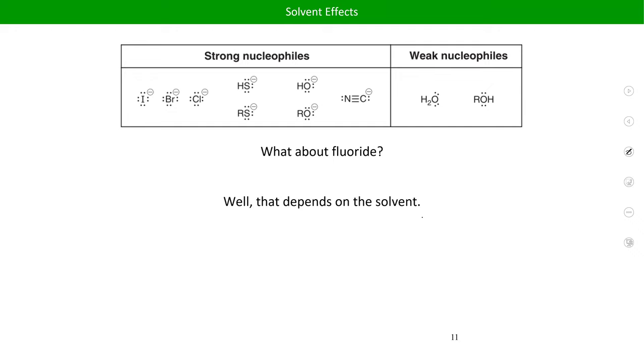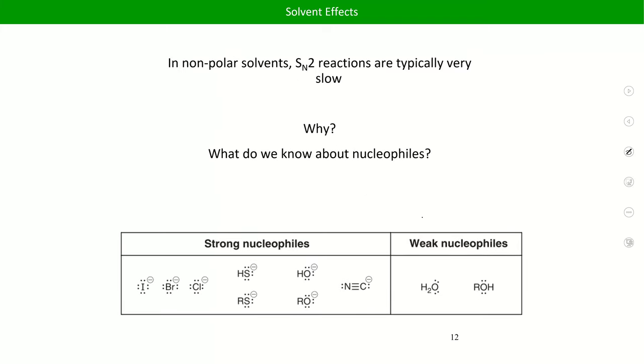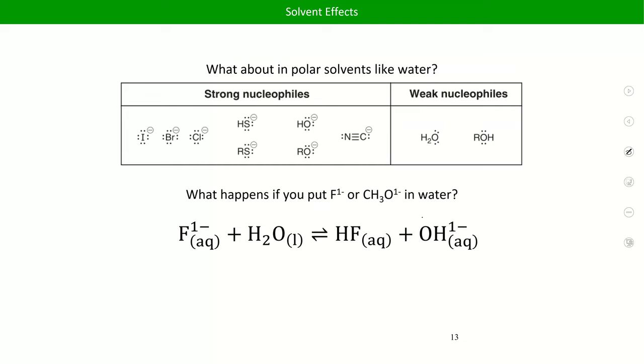And fluoride in particular is the one that's most subject to the solvent effects. Fluoride can be a very strong nucleophile in an aprotic solvent and almost a non-existent nucleophile in a protic solvent, which is why it just gets left off of these lists a lot of the time, because it's really hard to classify one way or the other. All right, so if we put fluoride or any of these strong nucleophiles in water, especially the smaller the nucleophile, the more the solvent effect takes precedence.